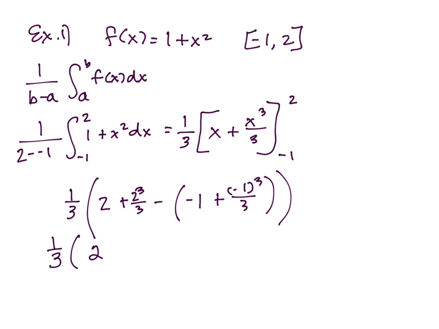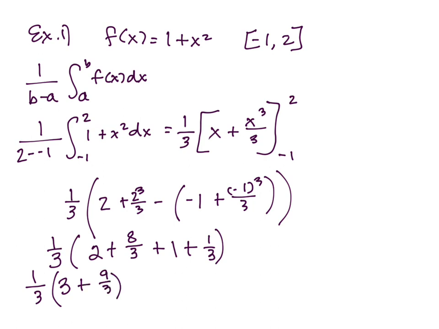Two cubed is 8. 2 plus 8/3 plus 1. This comes out as -1/3, and I'm going to minus a negative, so plus 1/3. Am I doing this right? So I have 1/3 times 3 plus 9/3, which is also 3. 1/3 times 3 plus 3. 1/3 of 6. Final answer, 2.